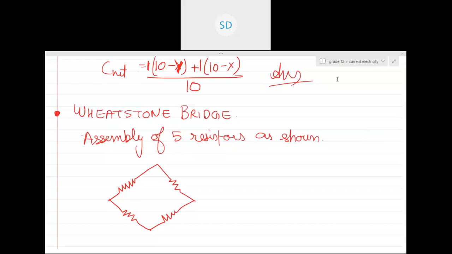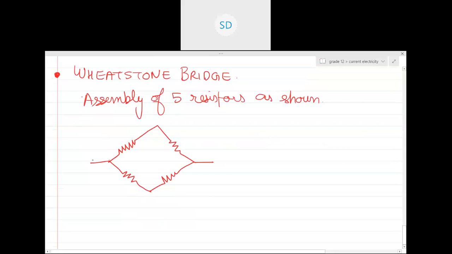So first of all, when we talk about a Wheatstone bridge, it's an assembly like this. Can you see 4 resistors over here? Yes or no? Guys, can you see 4 resistors between A and B? Yes, sir. So where do you think the 5th resistor should be connected? In the middle. It's connected like this. Can you see this resistor? Let's name them. This is P, this is Q, this is R, this is S, and this is T. Can you see this T resistor? It's connected between points, let's name them X and Y. Can you see X and Y? Yes, sir.